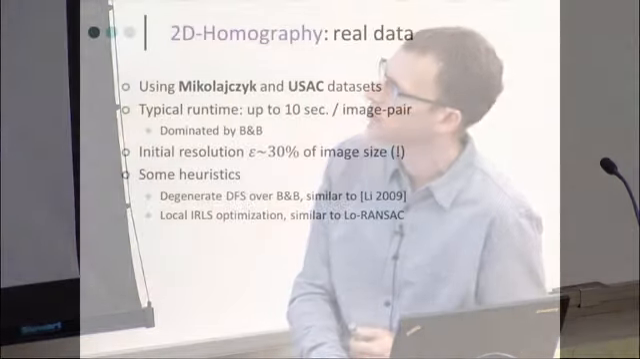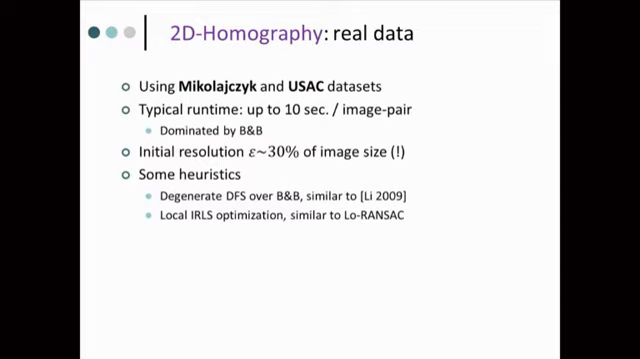On homographies, we worked with a very coarse epsilon. So this is now to move to the real data. We use these two data sets, the Mikolajczyk data set from Oxford and the pairs of images that come with the USAC method.